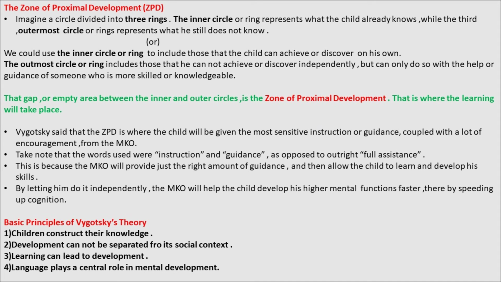Vygotsky said that the ZPD is where the child will be given the most sensitive instruction or guidance, coupled with a lot of encouragement from the MKO. Take note that the words used were instruction and guidance as opposed to outright full assistance. This is because the MKO will provide just the right amount of guidance and then allow the child to learn and develop his skills by letting him do it independently. The MKO will help the child develop his higher mental functions faster, thereby speeding up cognition.